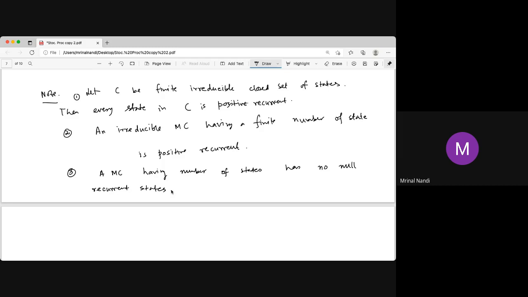So a Markov chain having a finite number of states has no null recurrent state. It may have transient states, but it can't have any null recurrent state.